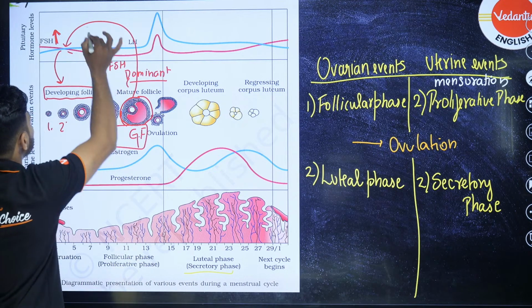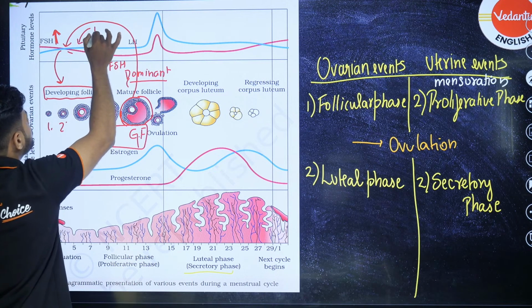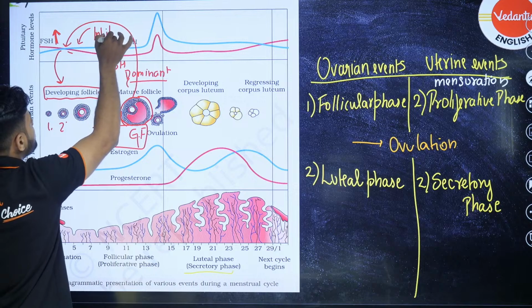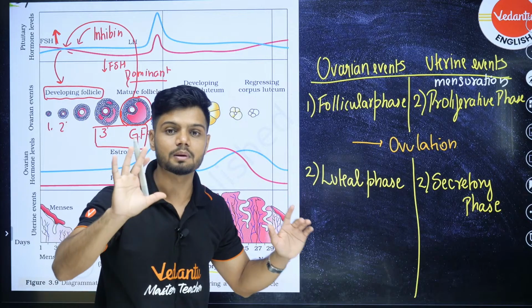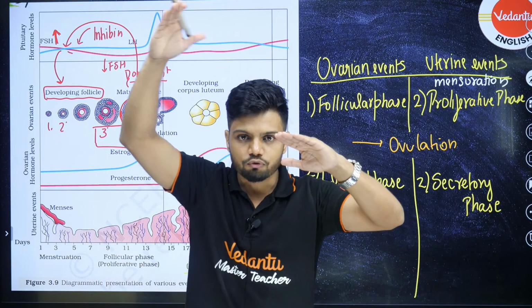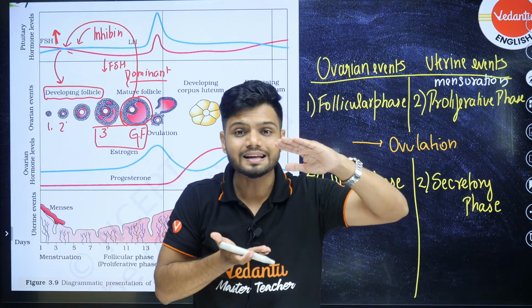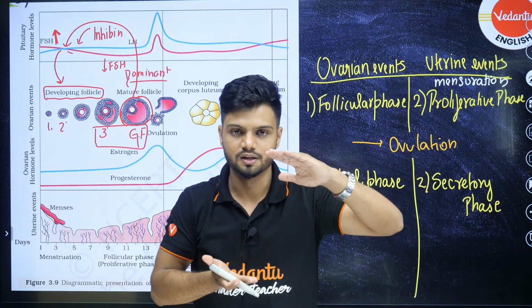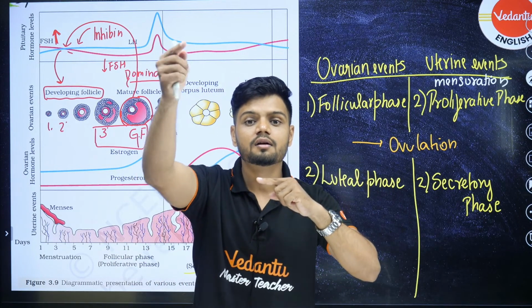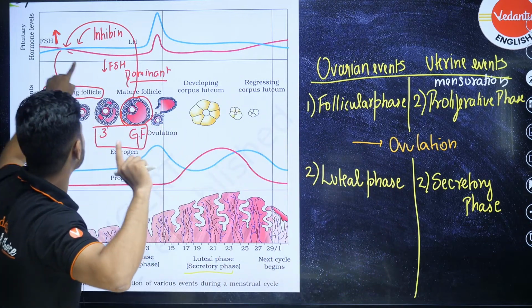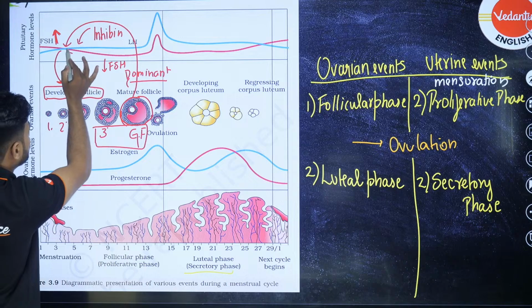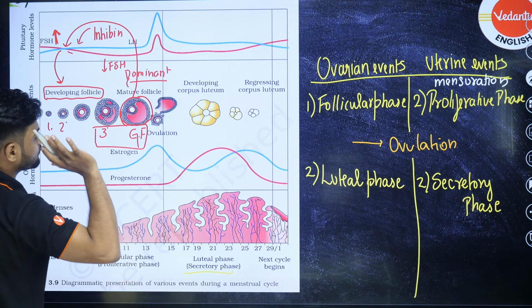At the same time, there is also involvement of inhibin. Inhibin is also released by granulosa cells. Remember the structure of the follicle: on the outside it has granulosa cells. So granulosa cells are doing the feedback mechanism to decrease the level of FSH. Now, can you see the diagram? The diagram is more important.